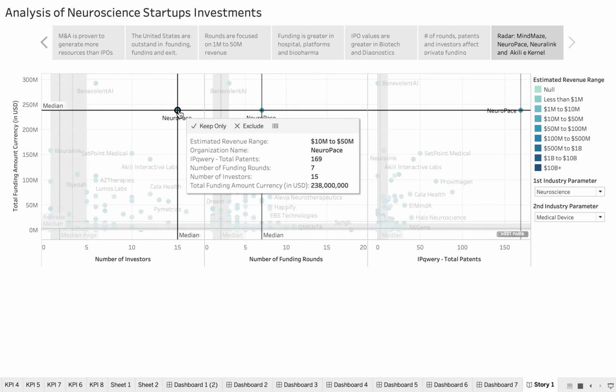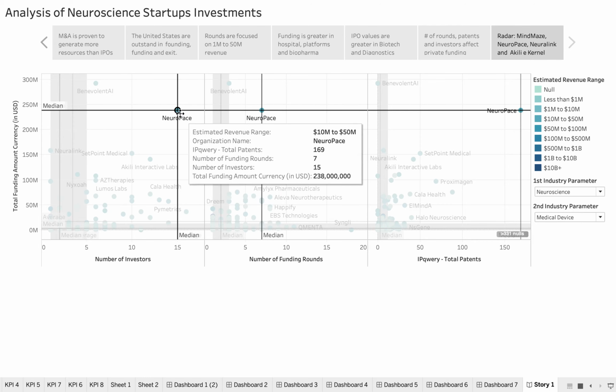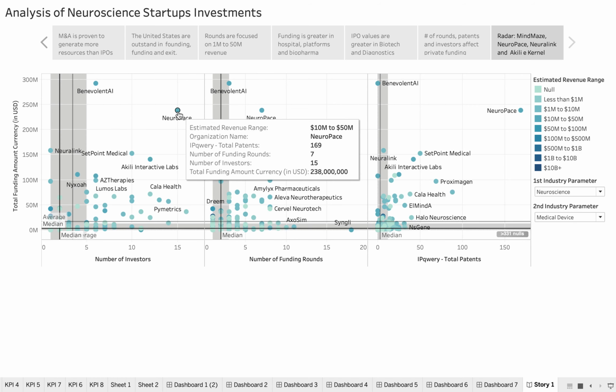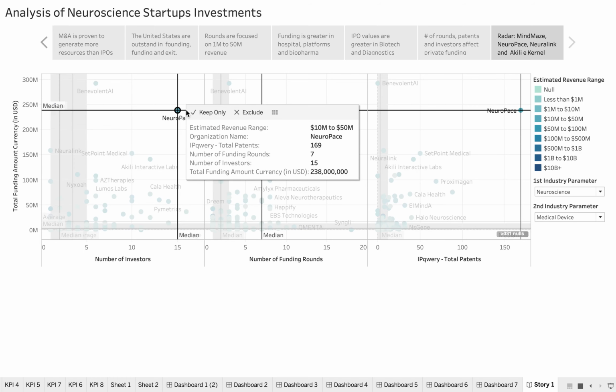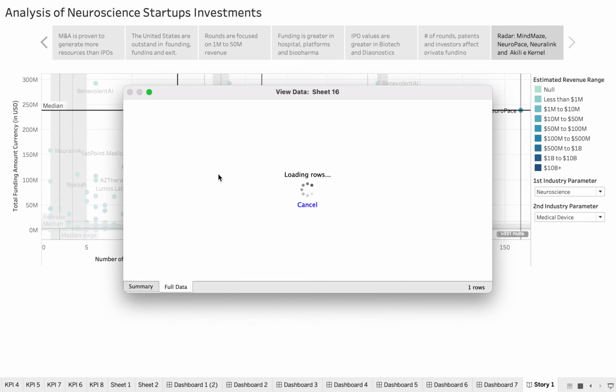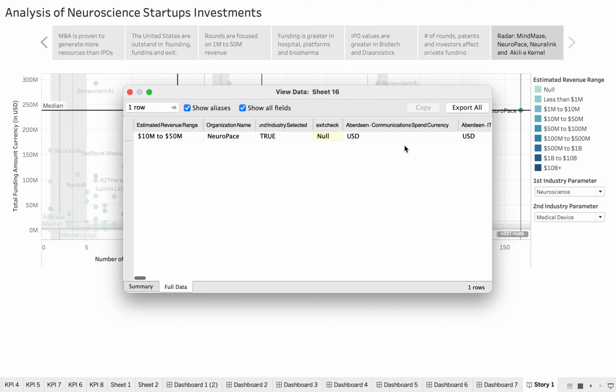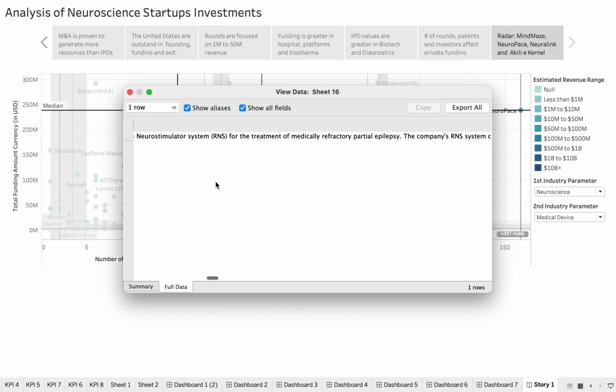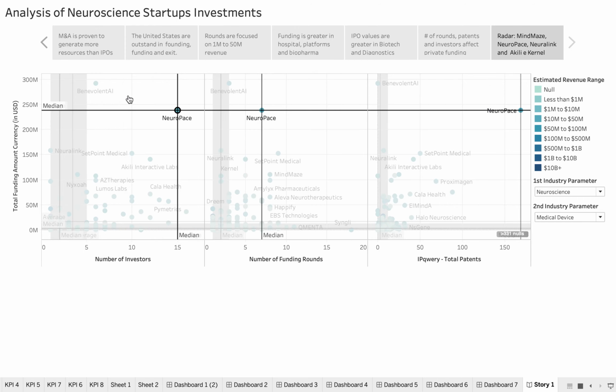And so the investor reading this report is able to select the Neuropace dot and gather much more information on it. Tableau allows any user to exclude any dot, or keep only one, to make visualization easier, and to see the full data, the full line, a full description, and much other info that might be relevant for the user of this dashboard.